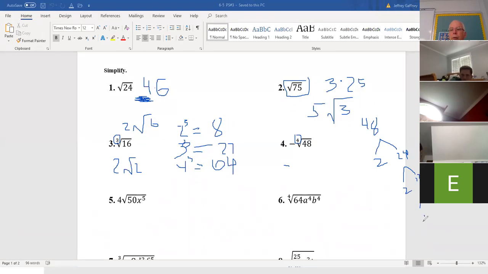12 is 2 times 6. 6 is 2 times 3. Right? So now I've got 1, 2, 3, 4 2s. Perfect. That's what I was looking for. So those 4 2s come out from under the radical as 2, right? Because we're doing fourth roots, and I still got that lone 3 underneath the radical. I can't do anything more to simplify. Again, think in terms of we're simplifying these, we're not solving them.